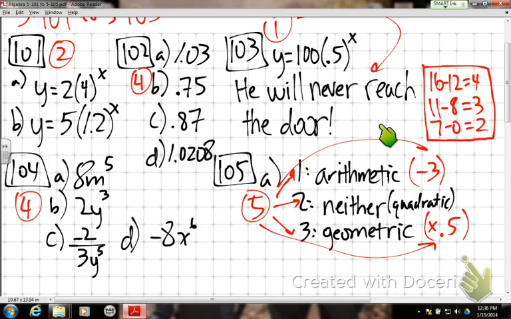I know it asks for multiple representations, but let's just say if you've got an equation and you've got an explanation, we're good. If you're missing one or the other, that's fine too. I'm not really concerned about the whole correctness of this answer just yet. But let me explain why this is happening. The boy is 100 feet away from the door, and he has to go halfway every minute. So every minute he goes halfway, so he goes 50 feet.